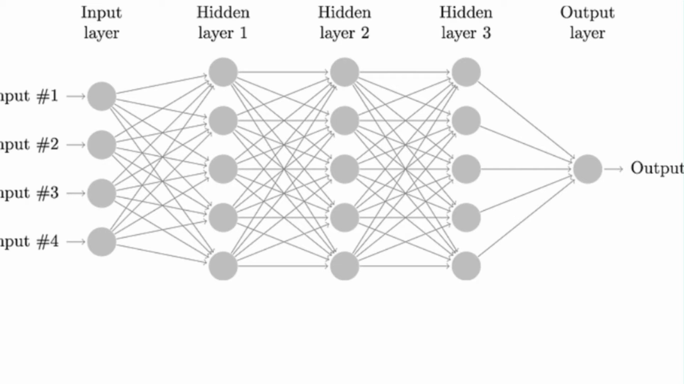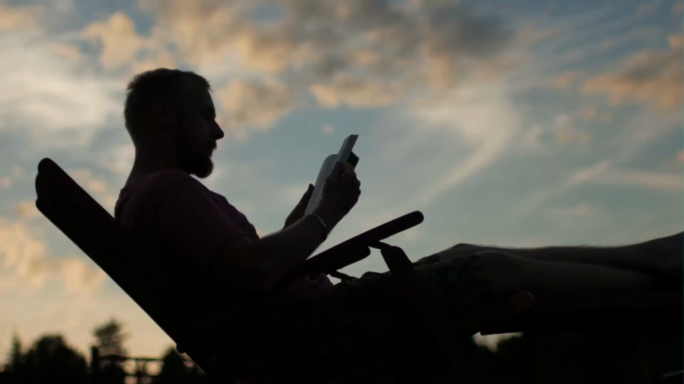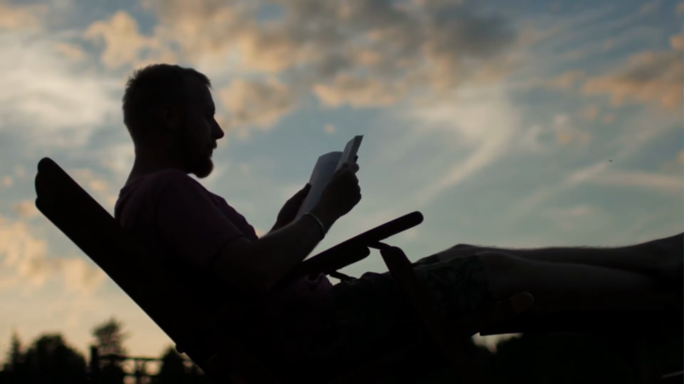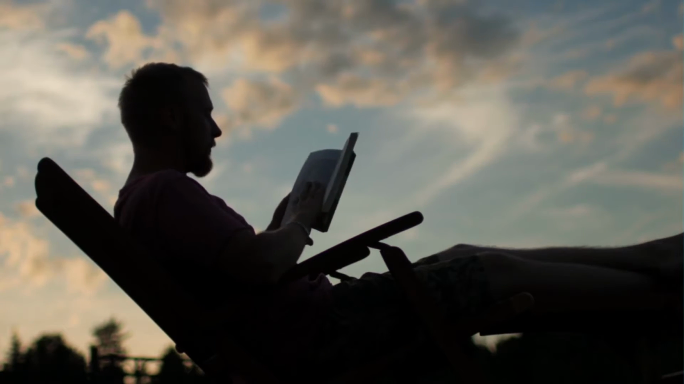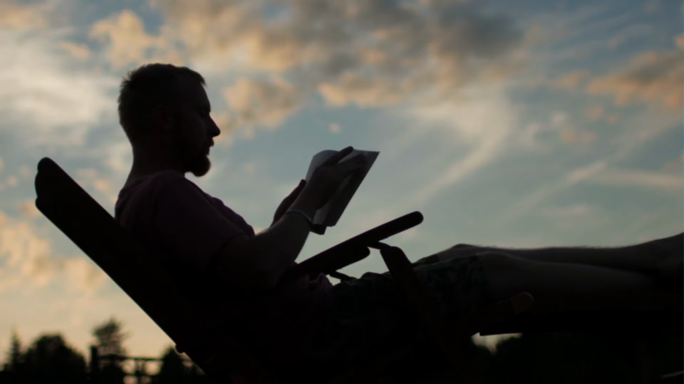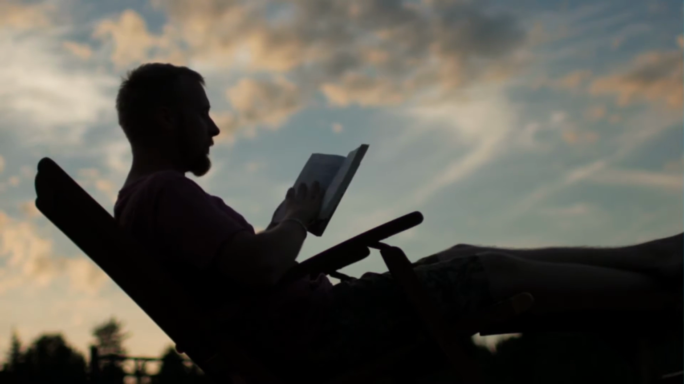In the case of GPT-3, the parameters are used to generate text. The input to the neural network is a sequence of words, and the output is a continuation of that sequence. By adjusting its parameters, GPT-3 can generate text that is similar to the training data.